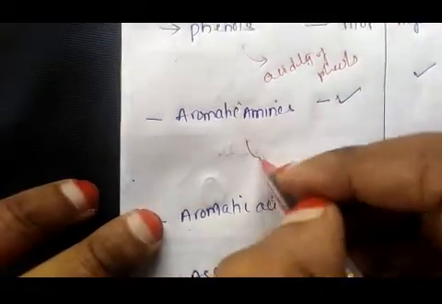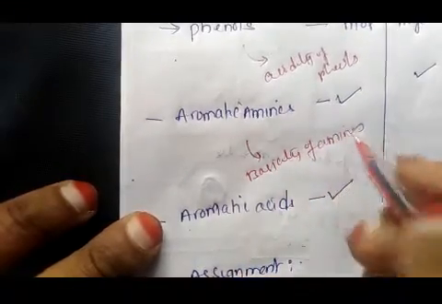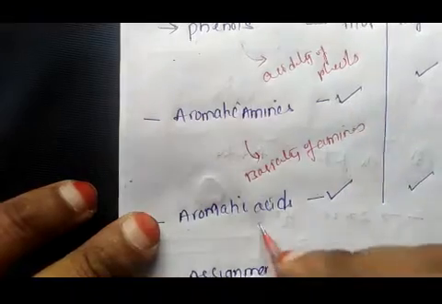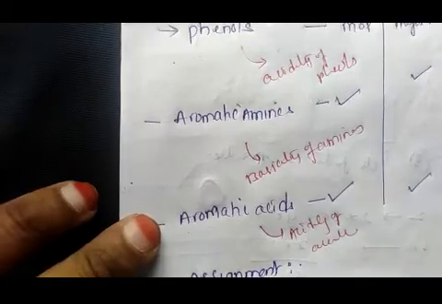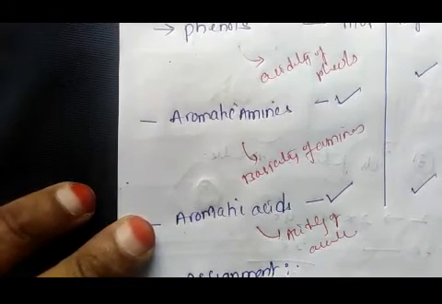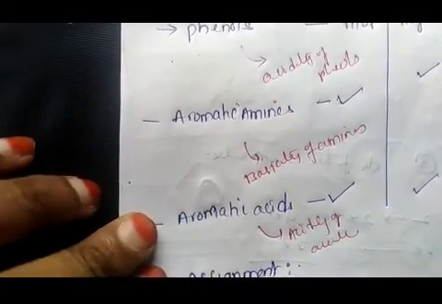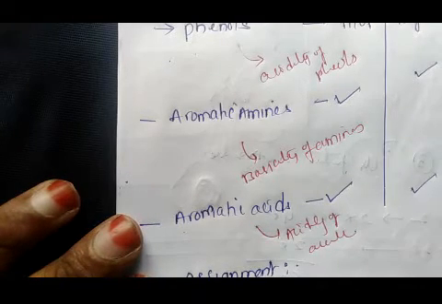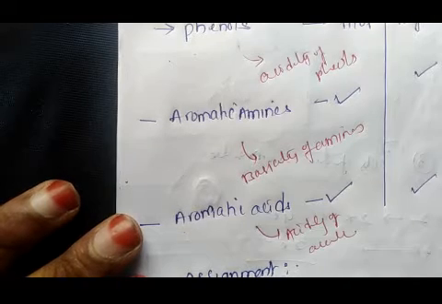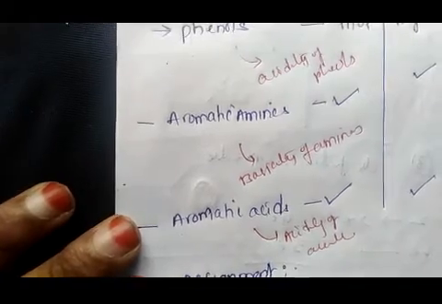As well as the basicity of amines, and the acidity of aromatic acids. This is also one of the major topics under Unit 2. So along with the method of preparation, major reactions, nomenclature and structure, we have to discuss the acidity of phenols, the basicity of amines for aromatic amines, and the acidity of aromatic acids. And we have to study substituent effects.